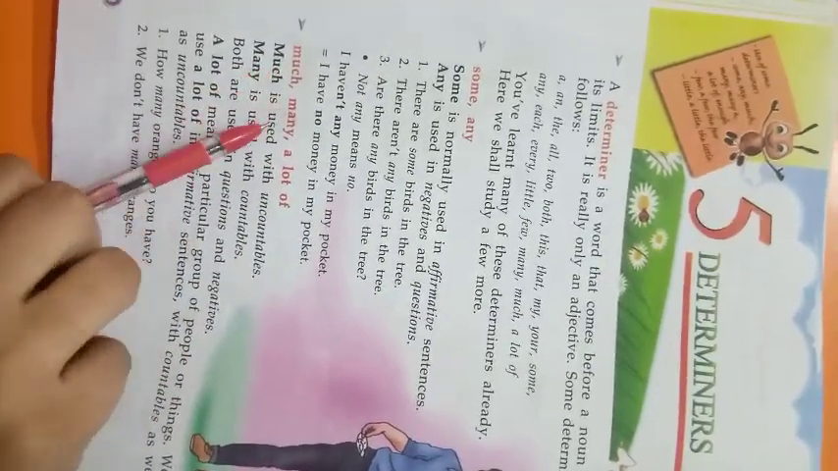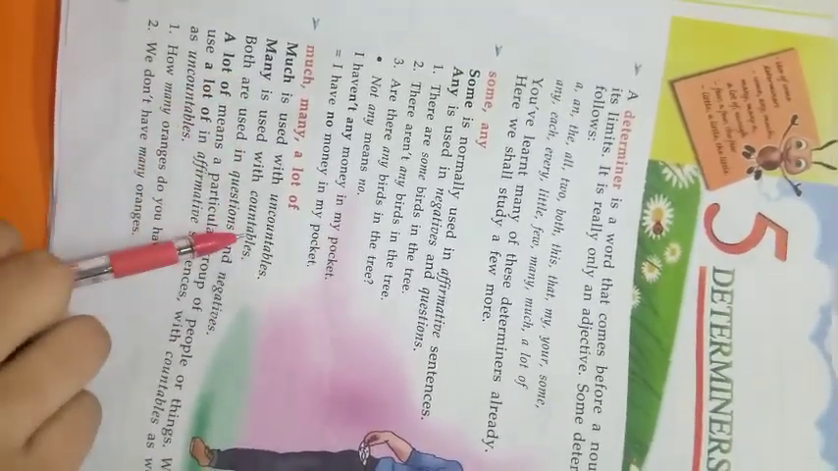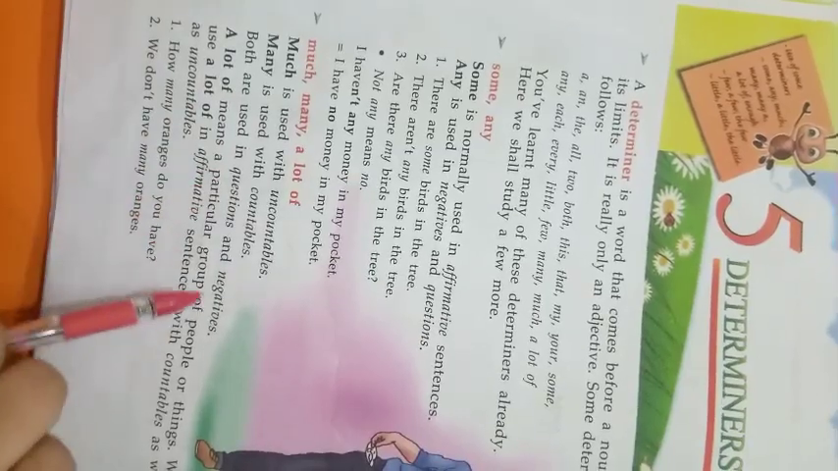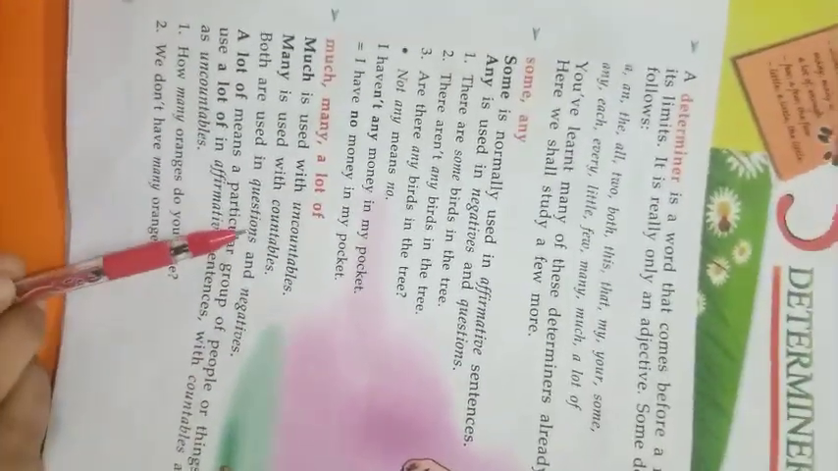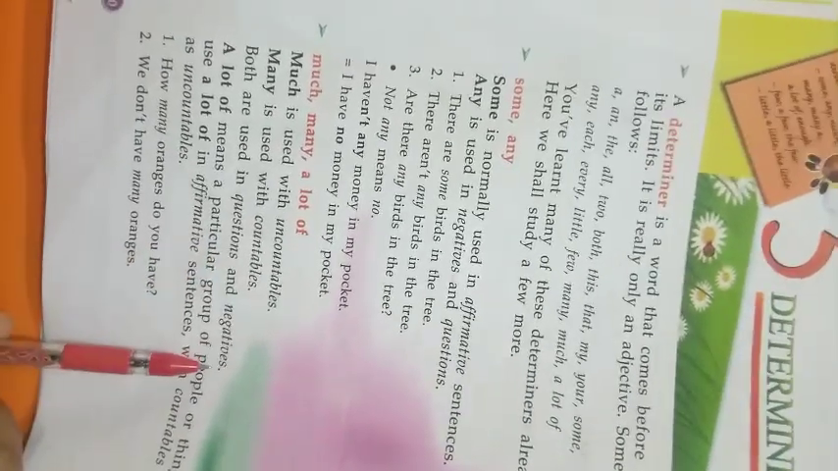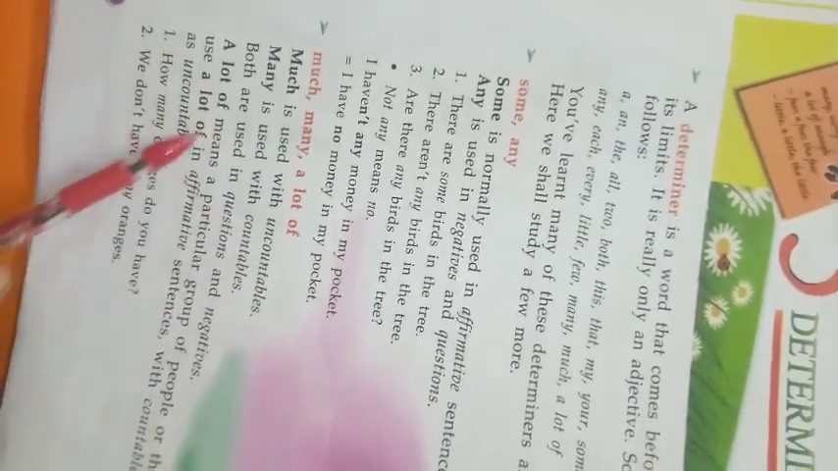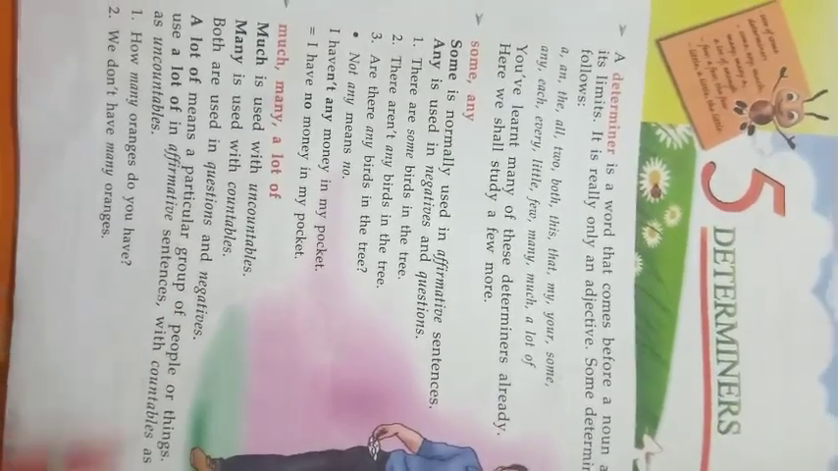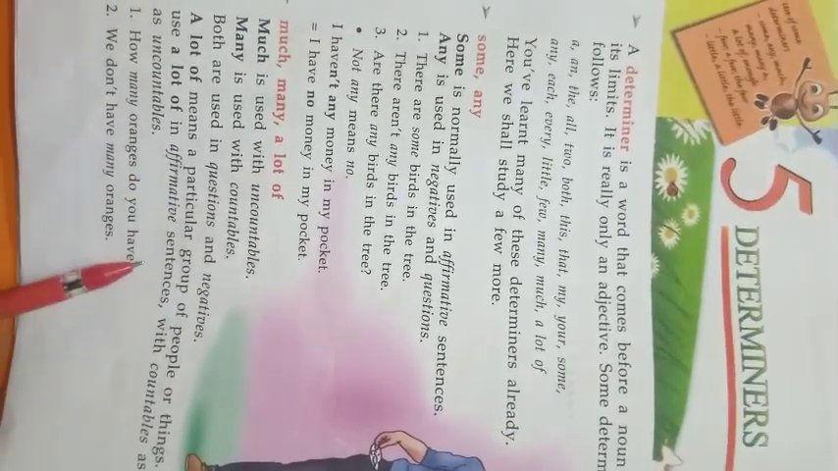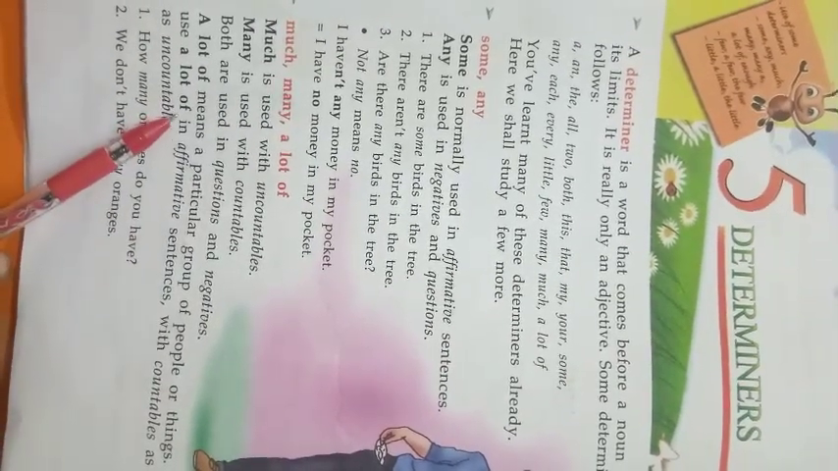Now comes much, many, a lot of. Much is used with uncountable nouns and many is used with countable nouns. Both are used in questions and in negatives. When we ask a question and when there is a negative sentence, we use much and many. For countable nouns many, and for uncountable much. A lot of means a large group of people or things, and we can use a lot of in affirmative sentences with both countable as well as uncountable nouns.